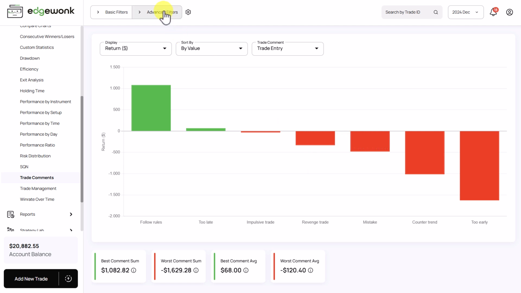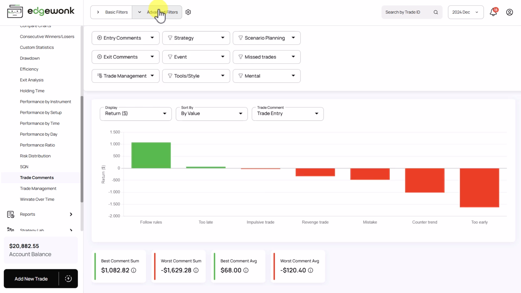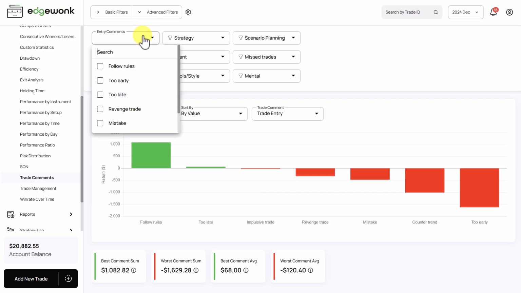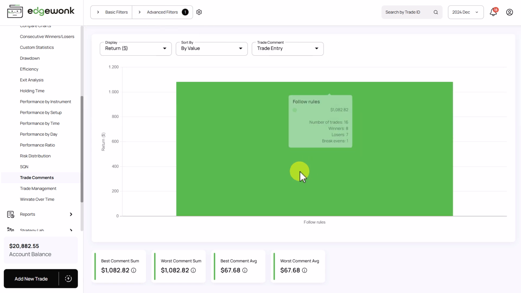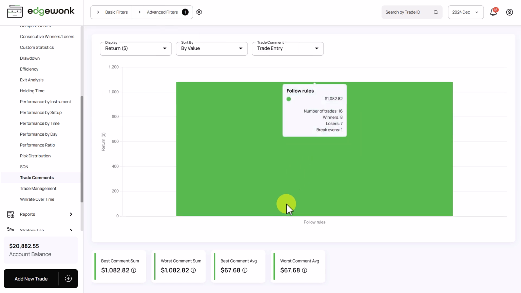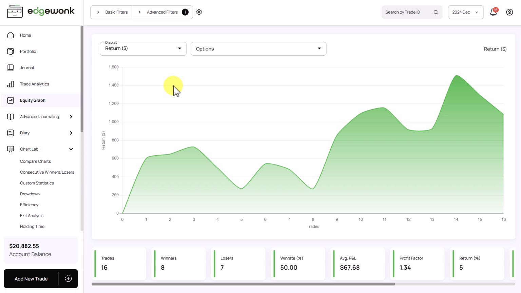So what we should do here, instead of looking at the setups or the instruments, is open the advanced filters and only look at the trades where he's following his rules, because only those trades will show his real trading system. Going back to the equity graph, we see that this trader has only 16 trades where he's followed the rules. The win rate is still not great, 50%, but he's now making 5% instead of losing 10% as we've seen in the beginning.